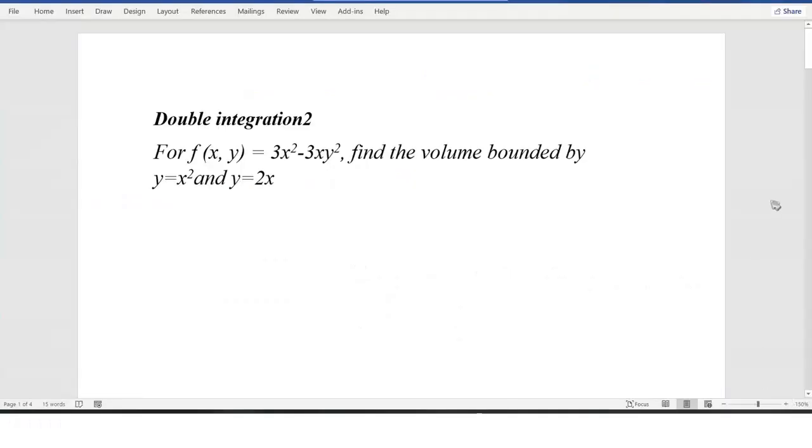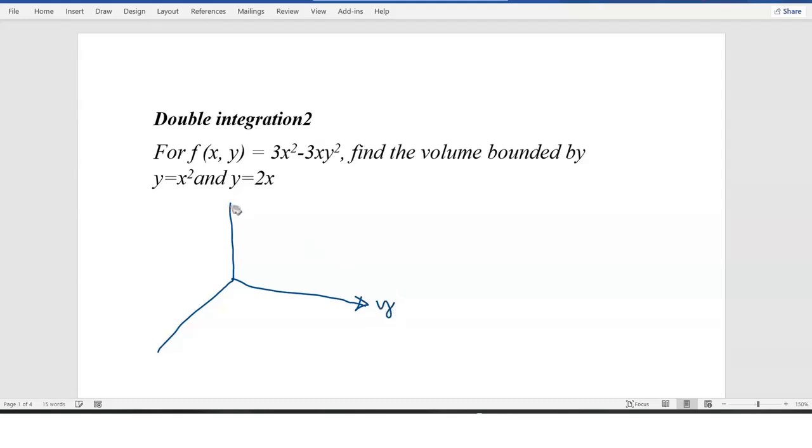Hello members, in this discussion we are looking for the volume bounded by y equals x squared and y equals 2x and the function f of x, y equals 3x squared minus 3xy squared. So first of all, what do we need to do? Let's first do a simple sketch and see how we can proceed with this.